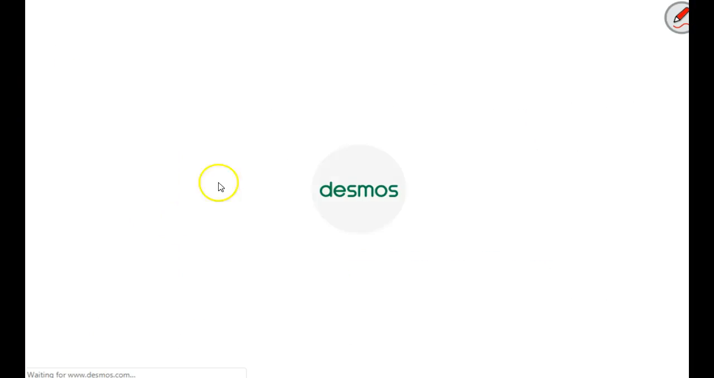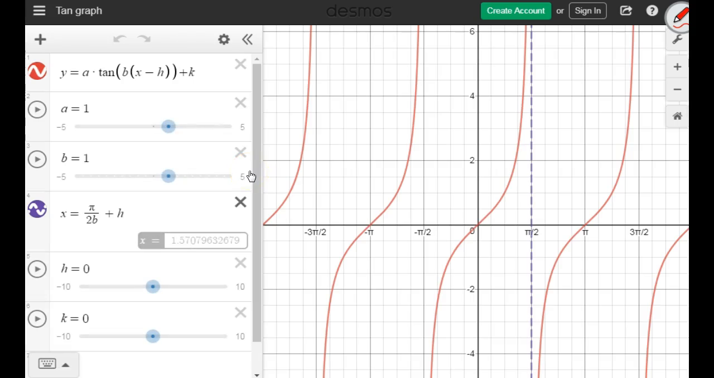Not real positive why I have this on here. Oh, it's a graph of tangents. Nice, with sliders. So this is the regular tangent graph.